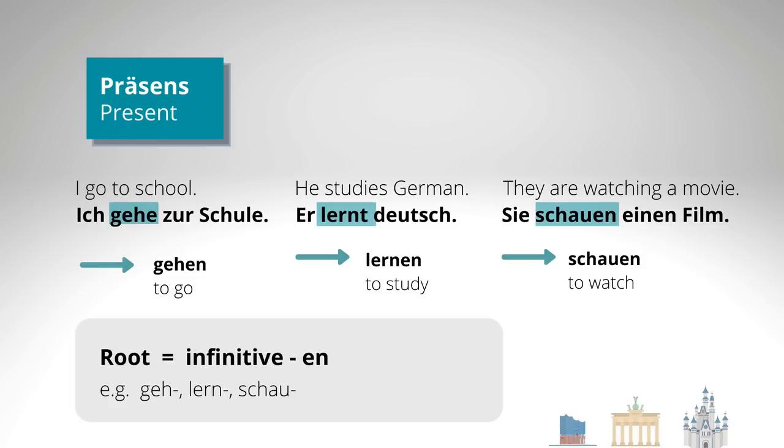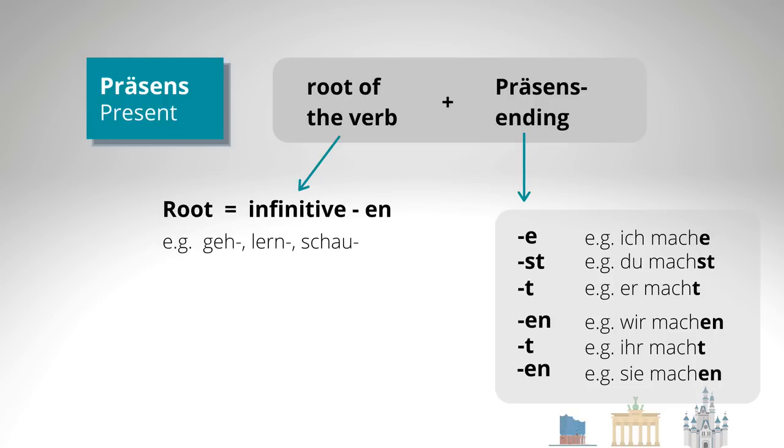But what do we need the root for? In order to form the present, das Präsens, in German we need the root of the verb, which we now learned is the infinitive minus the ending en, and then we add the Präsens ending. Remember, that's the same thing as in English, just with the exception that English only has two present endings, either the root itself or the root plus s.